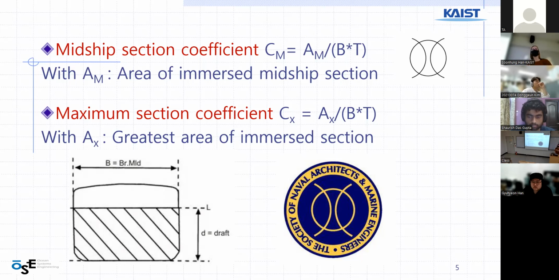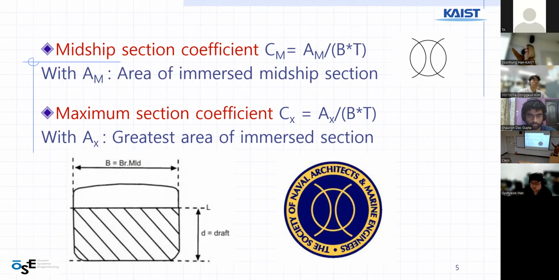And you also have a little variation of this coefficient, which is the maximum section coefficient. It's the same one, but instead of taking the section that is at the middle of the ship, you take the greatest section of the ship. So for big ships, the midship section coefficient is usually the same as the maximum section coefficient. But for small ships, it can be quite different.